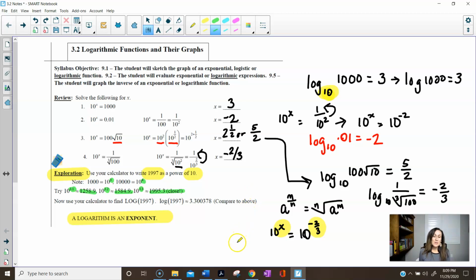Using the calculator, when you do the log of 1997, you actually get this value, which is still an approximation but very close: 3.300378. Let me show you as far as the calculator goes.